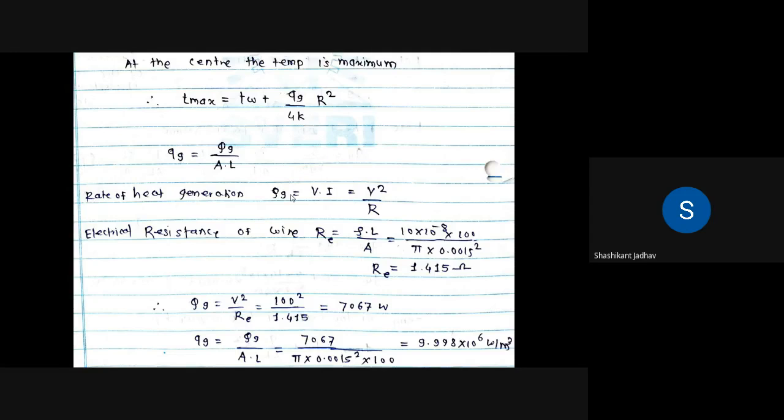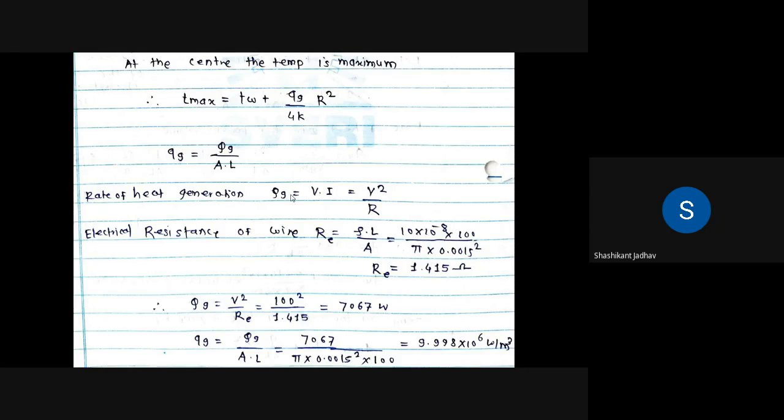Qg by 4K into R square. But we don't know the value of Qg. So first of all, you have to find out the value of Qg. Small Qg is nothing but capital Qg by volume. Small Qg is nothing but heat generated per unit volume. So heat generated is nothing but capital Qg, and volume is nothing but area into distance. So A into L.